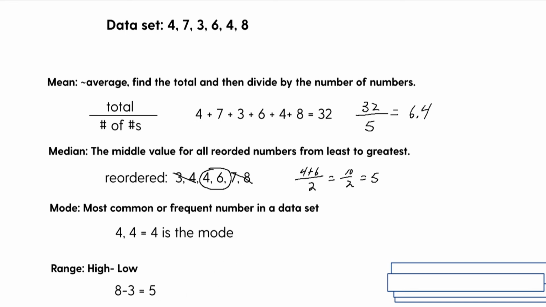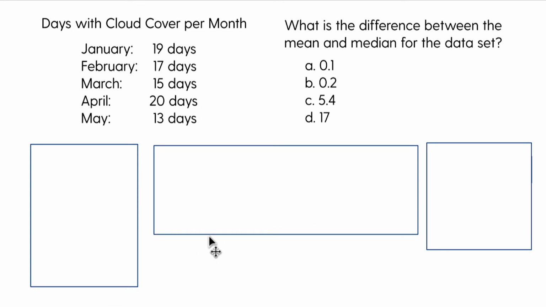Let's do kind of a GED level problem now. All right, so here's our data set. It says days with cloud cover per month. You have January through May and then all of the days that it was cloudy. And the question is, what is the difference between the mean and the median for the data set? Pretty typical GED style question where they're not just going to ask you to find the mean or the median. It's probably too easy. They're going to have you do something with it, compare it to something else.